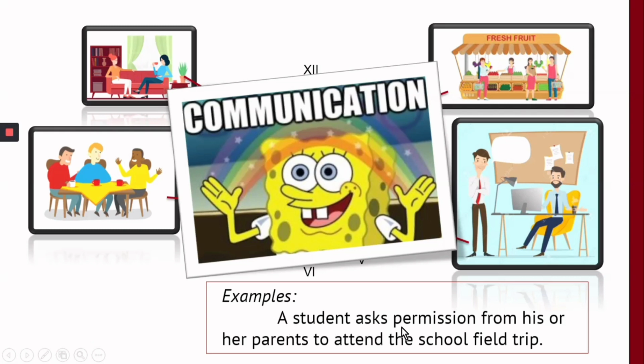Here is an example of a situation where communication occurs. A student asks permission from his or her parents to attend the school field trip. In that example, we can identify that the sender is the student and the receivers are the parents, while the question or the permission being asked is the information or data that is being transferred from the sender to the receiver. In this interaction between the student and his or her parents, communication takes place. Now, you know the meaning of communication.